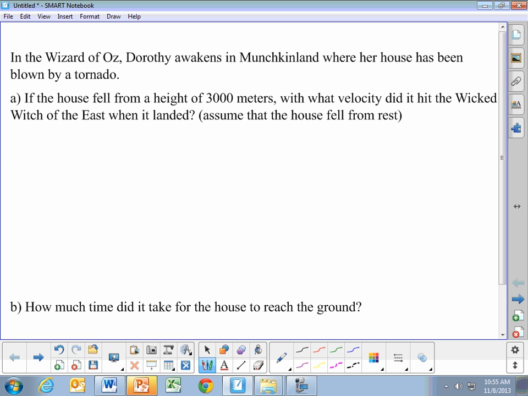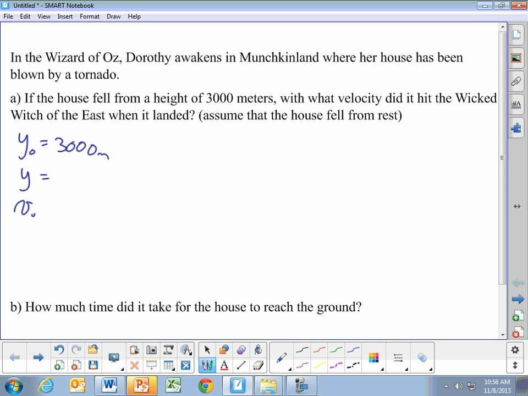We're going to be ignoring air resistance in this problem, so that's probably not the best approximation to make, but with this we're going to assume that if there's no air resistance, what velocity did it have when it reached the ground, and how much time did it take to reach the ground. So this house was starting at a height of 3,000 meters.